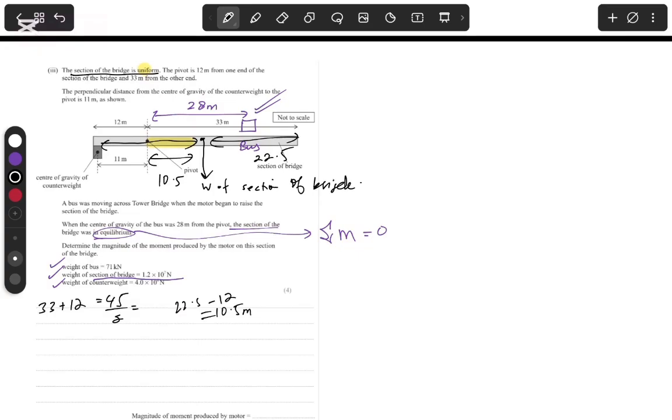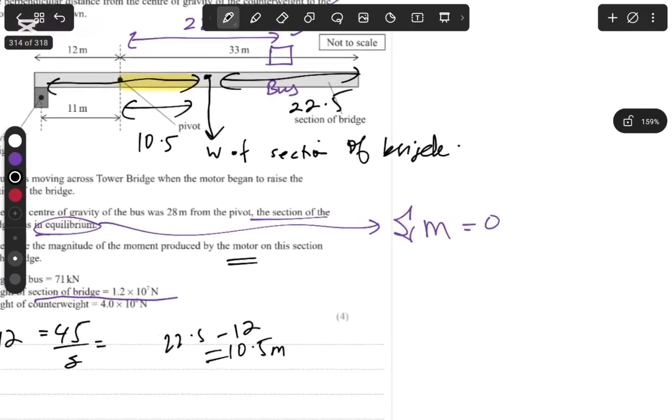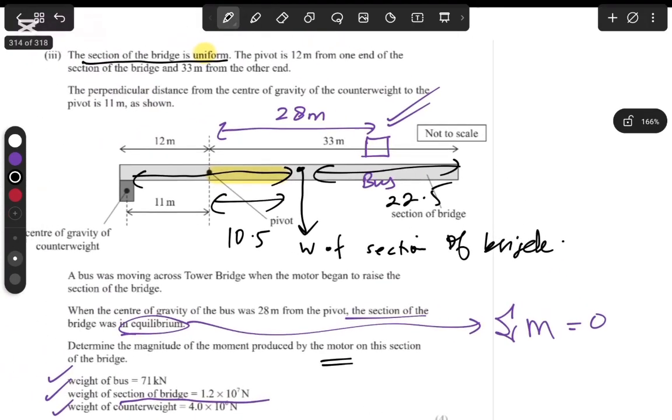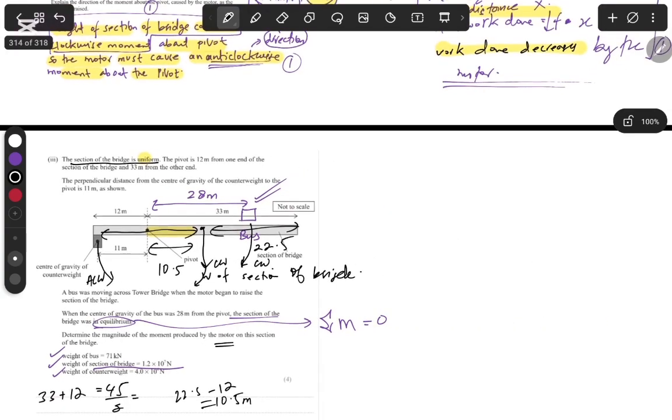And now we can just use the principle of moments. And the question is just to determine the magnitude of the moment produced by the motor. Okay, so magnitude of the moment produced by the motor. So that's all we have to calculate. So let's see each of them one by one and see which is clockwise and which is counterclockwise or anti-clockwise. So this is going to be anti-clockwise. This force will produce a clockwise moment, and the force due to the bridge, or the bus, my bad, the bus will produce a clockwise moment.